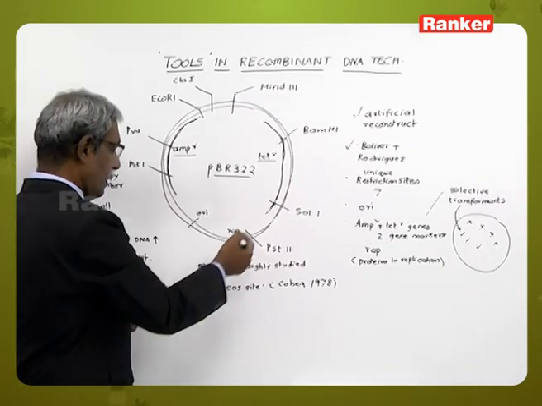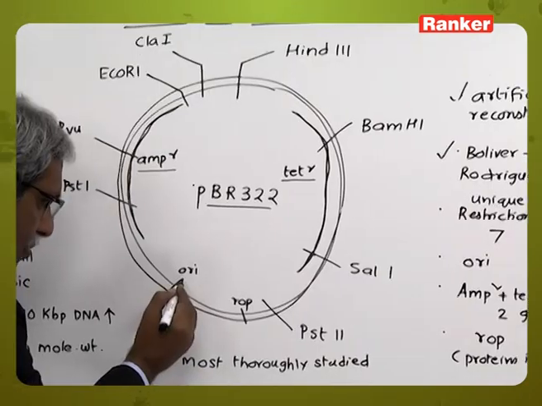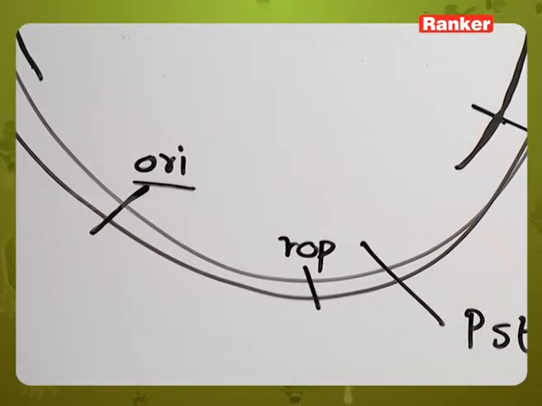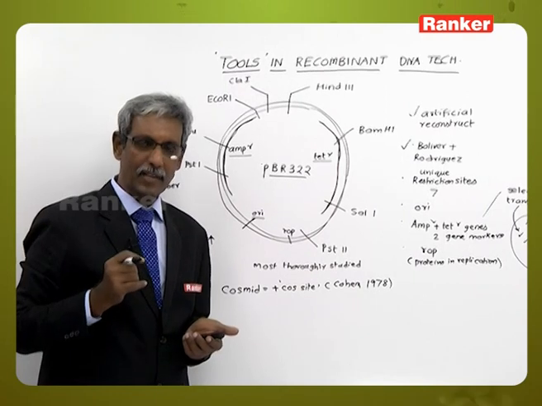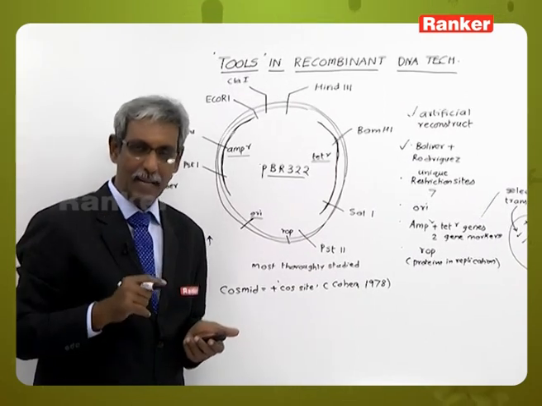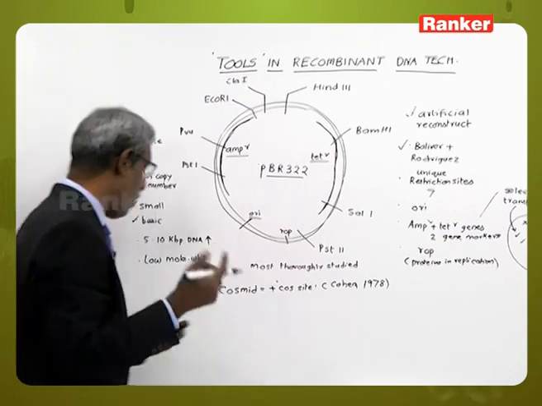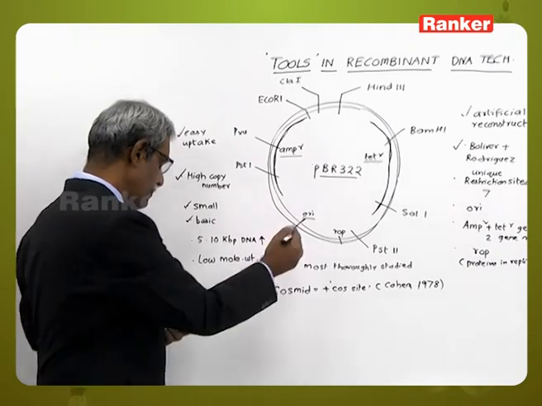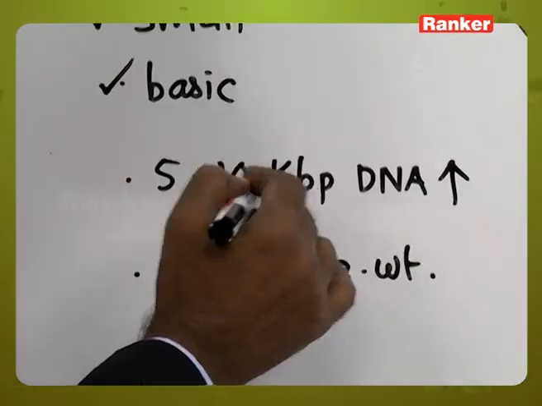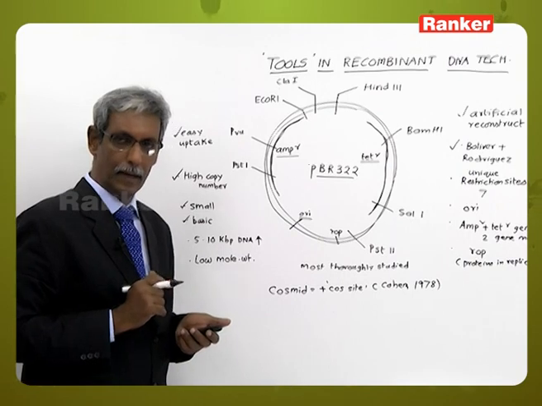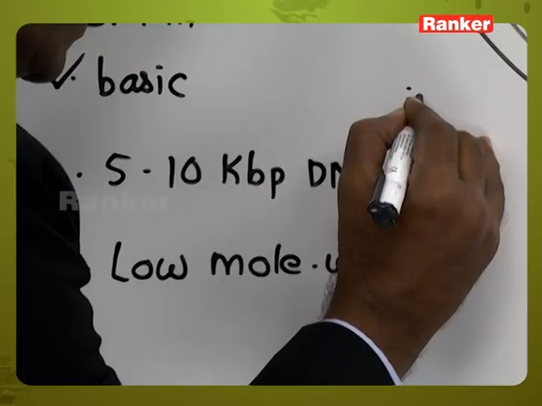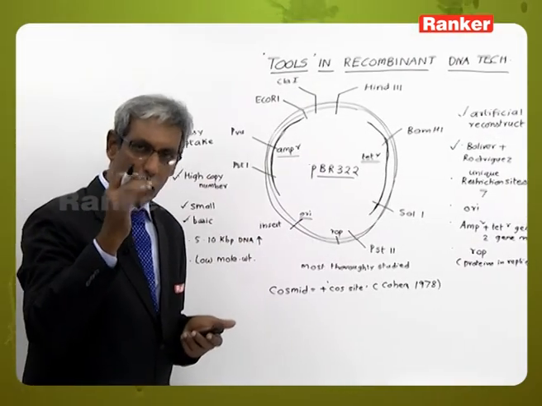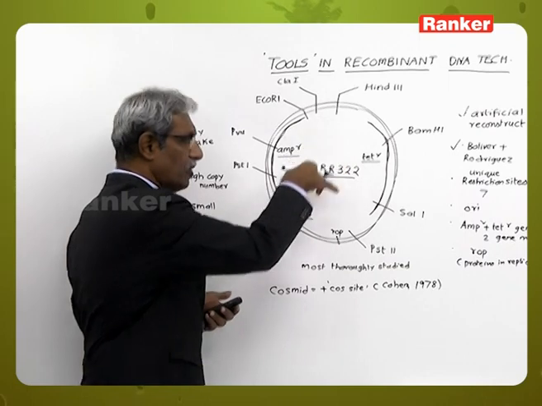Coming back to pBR322, it has one region which is termed as ORI. Already you know ORI means the origin of replication. That is the place from which the plasmid can get replicated and form a large number of copies. So, it is a plasmid which shows high copy number. And the plasmid is capable of taking 5 to 10 kilobase pairs of DNA. A foreign gene insert of 5 kilobase pairs can easily be loaded into the plasmid.